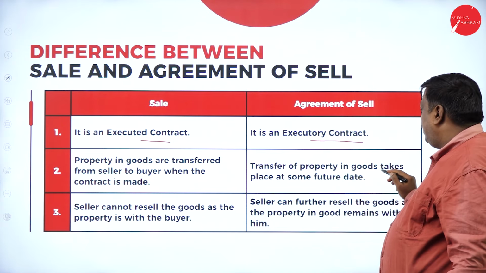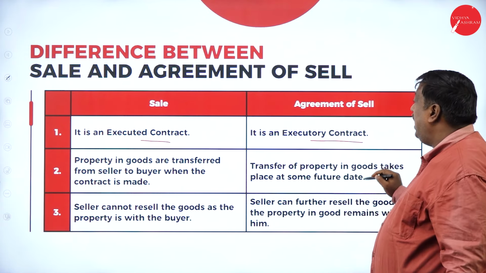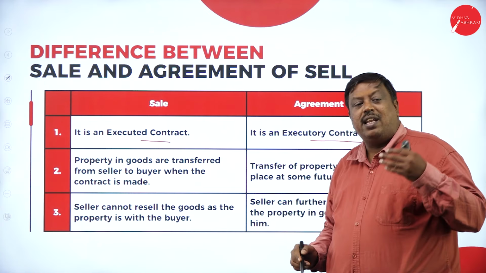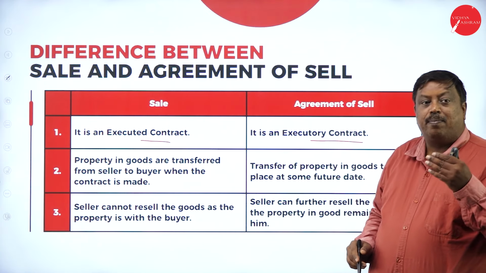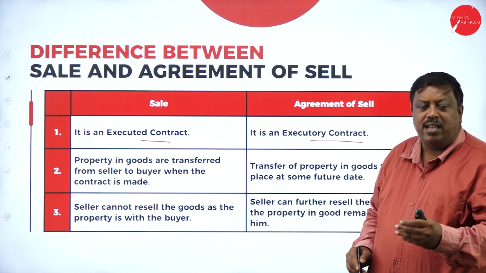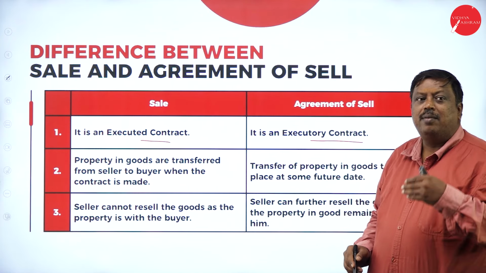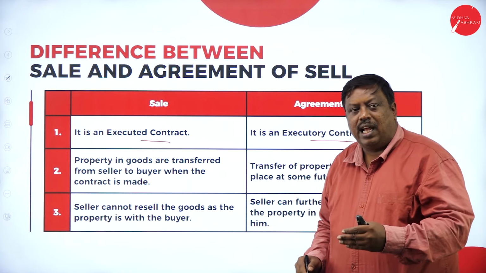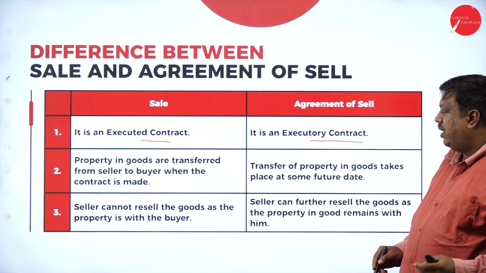Transfer of property and goods takes place at some future date. Here, when we are making an agreement, only after completion of all the terms and conditions of the agreement will the transfer of rights be made to the buyer. Until then, the rights will be with the seller only.